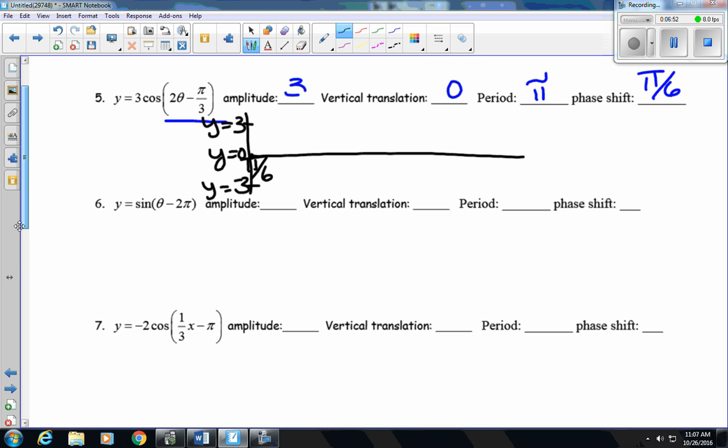Okay. I've written 2 algorithms here that I think will be helpful as you're graphing things with phase shift. So the first one says phase shift plus the period equals the end point. Phase shift plus period equals end point. So, phase shift of pi over 6, period of pi equals what? 7 pi over 6.